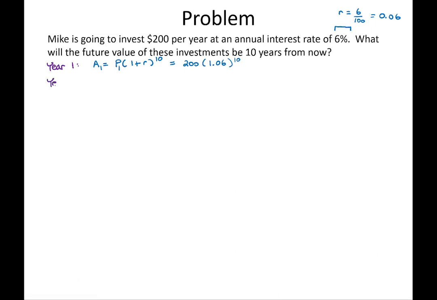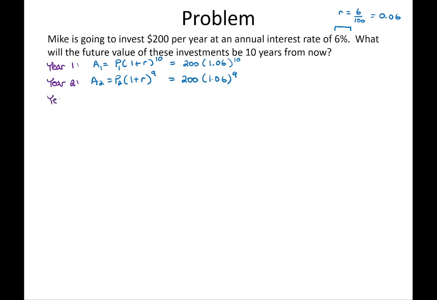In year 2, we're going to throw a pile of money in. So amount 2 will be principal 2 times 1 plus R to the power of not 10, but 9. Here's why it's 9. Because the question is asking what will the value of the investments be 10 years from now. And if we put another $200 in next year, then 10 years from now, that pile of money will only have been invested for 9 years. It doesn't get that first year of investment. That's this year, because we haven't invested it yet. Okay, now plugging in the numbers, we're going to have 200 times 1.06 to the power of 9.